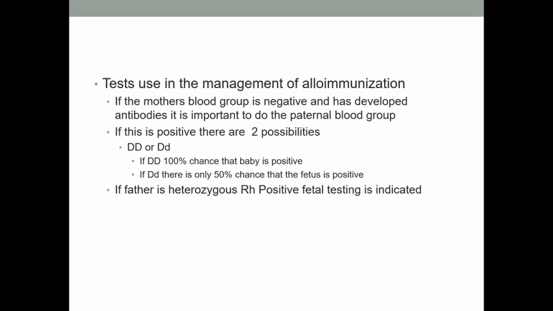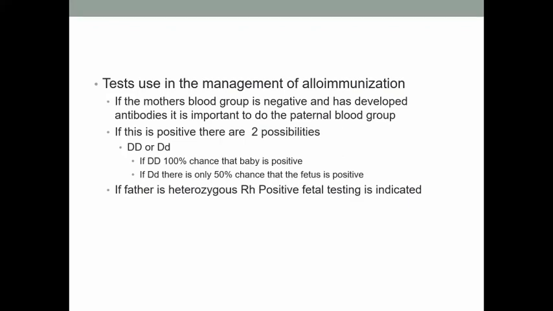Both will anyway present with a positive blood group. If the father is capital D capital D, there's a 100% chance that the baby is also positive, because the mother will only give simple d. She is negative. If the father is capital D simple d, there's a 50% chance that the fetus is positive. So if the father is DD, we don't check the baby. If the father is Dd, we have to do an amniocentesis, or we can do NIPT, that is non-invasive prenatal testing, and we have to do the fetal blood typing, right?